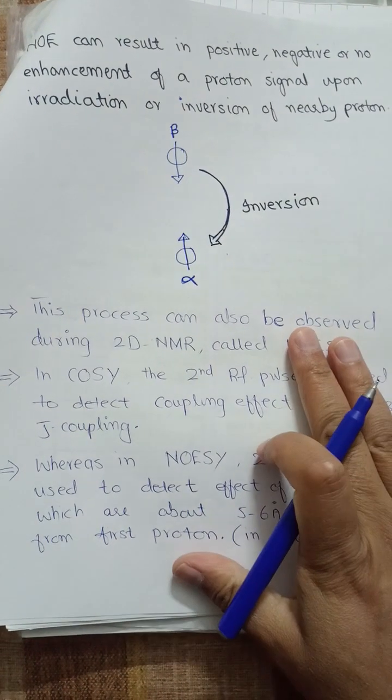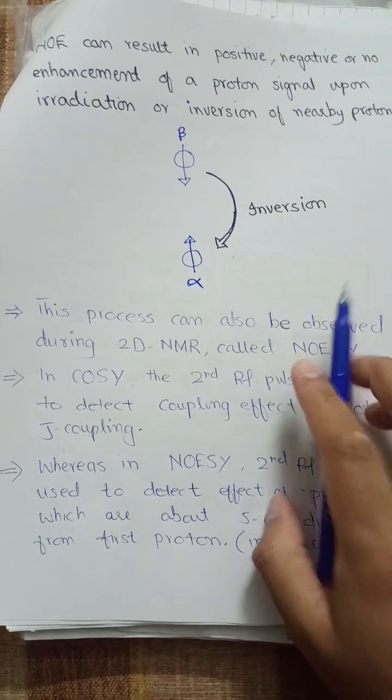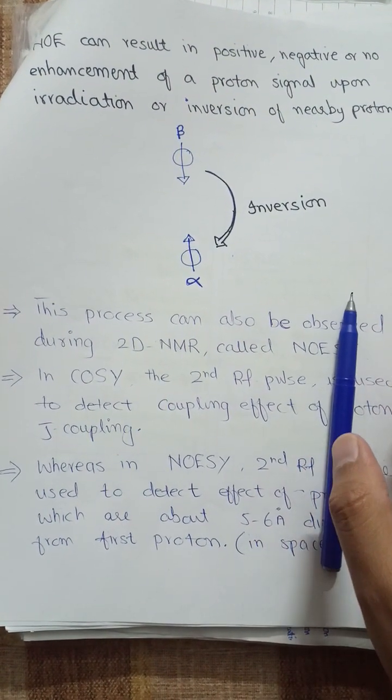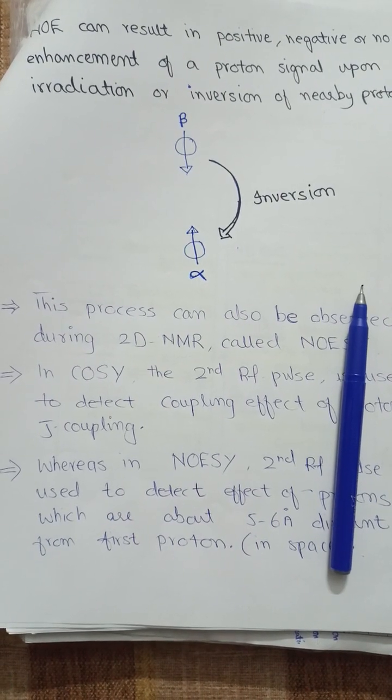So this is enough for 2D NMR, and next time we will discuss mass spectrometry and its different fragmentation techniques and ionization techniques.